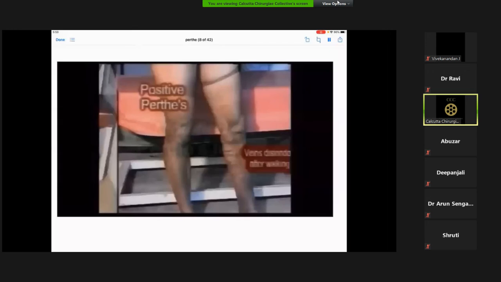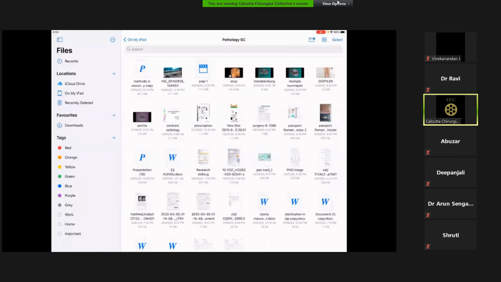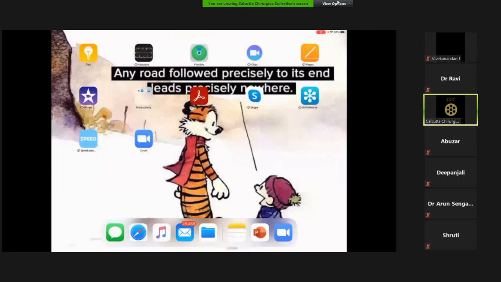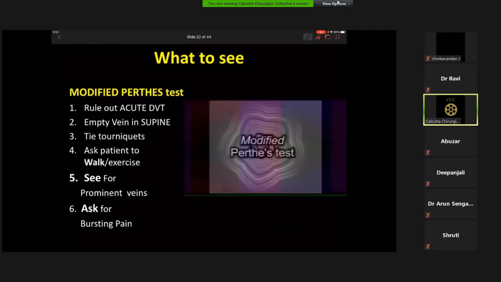So this is a modified Perthes. We do not allow our patients to walk away from the hall. So what we do is that we tell the patient to go for a tiptoe movement or exercise. Again, I do not like positive or negative, so say surrounding and modified, versus the patient did not have a bursting pain or a prominent swelling of the vein.